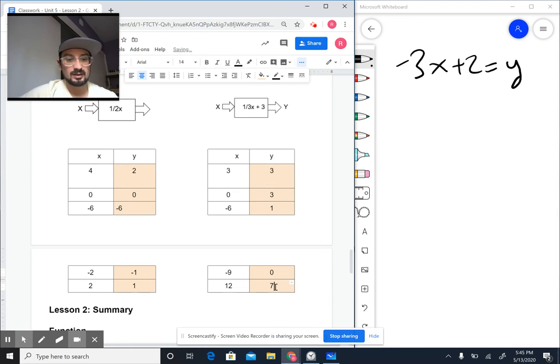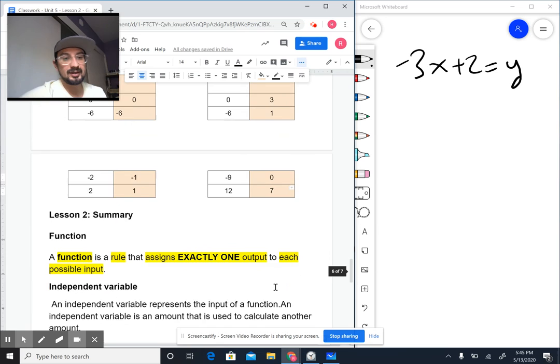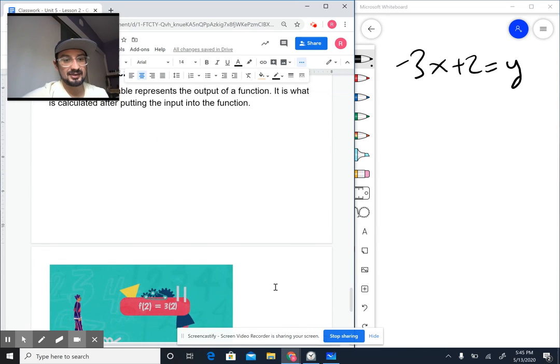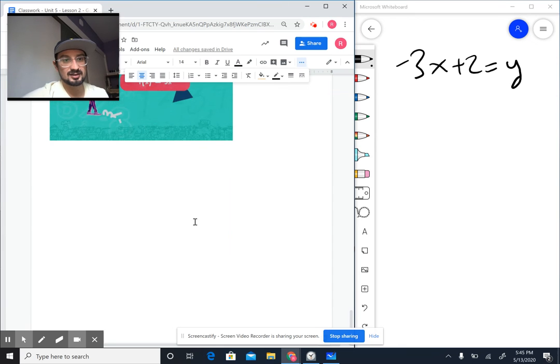Okay. And so the rest is kind of our summary. You can read those on your own. You can check out the GIF I made at the end. That kind of represents our equation. Right there, see?